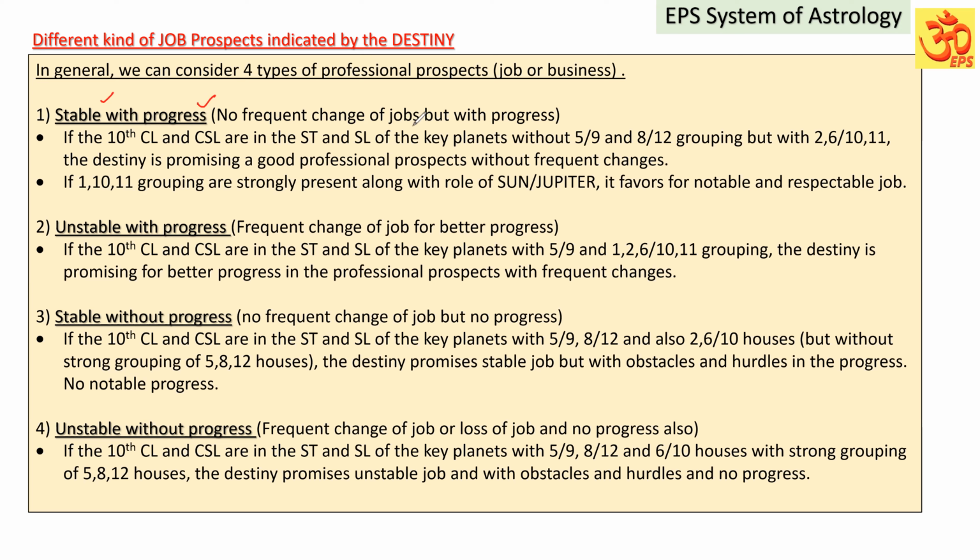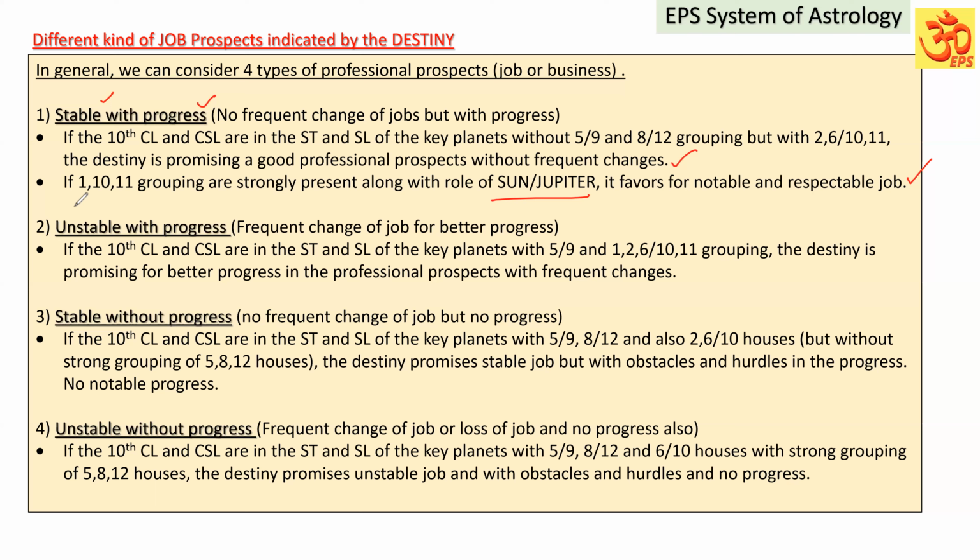Stable with progress. If the 10th cuspal sublord, especially the cuspal sublord, is in the star and sub of the key planet, without the 5, 8, 9, 12 grouping but with the favorable 2, 6, 10, 11, the destiny is promising a good professional prospect without frequent changes. If the 1, 10, 11 grouping is also strongly present along with the role of Sun and Jupiter, it favors a notable and respectable job. So stability, progress, good position and status.